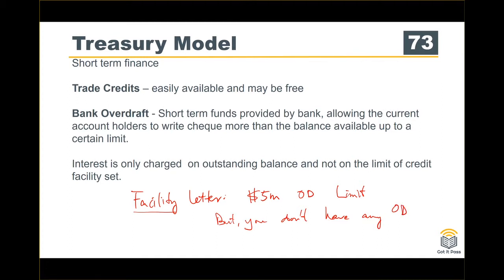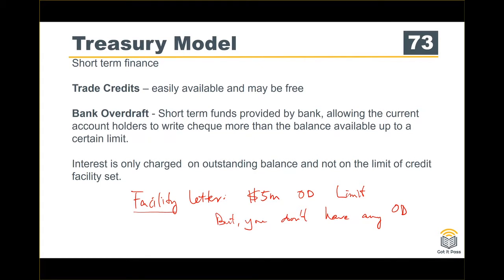You don't have any overdraft. It means you don't need to pay any interest to the bank. But you enjoy the facility here in case you are required to have the cash demand or the cash from the bank. It may be an advantage to you.